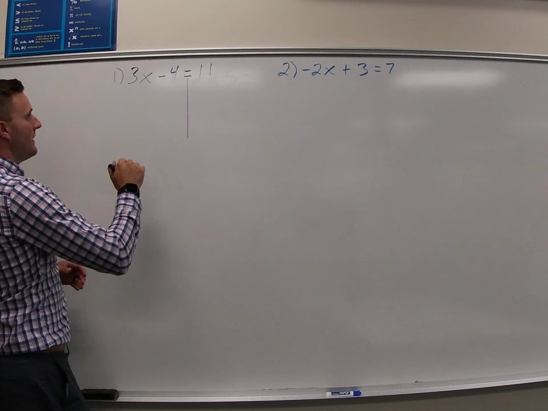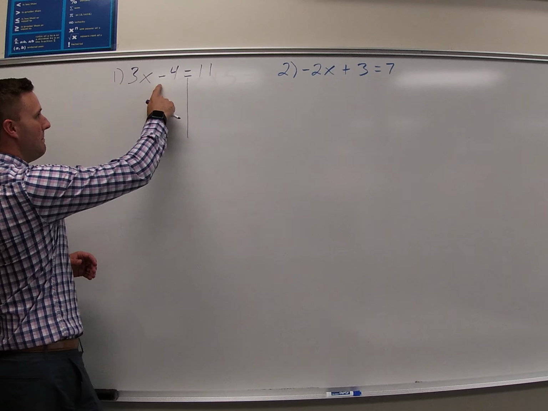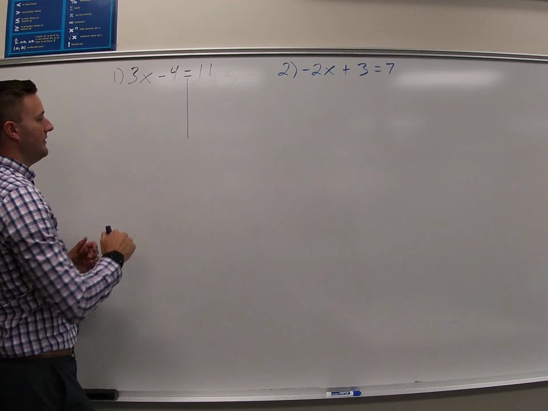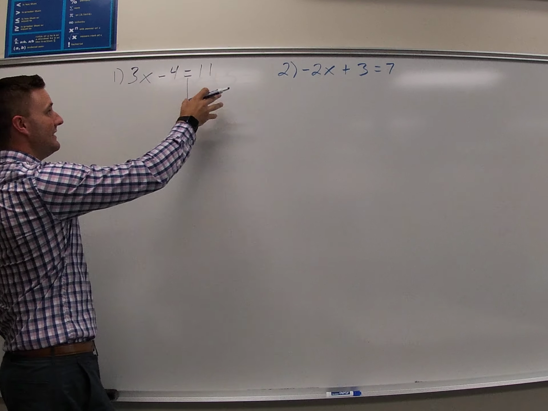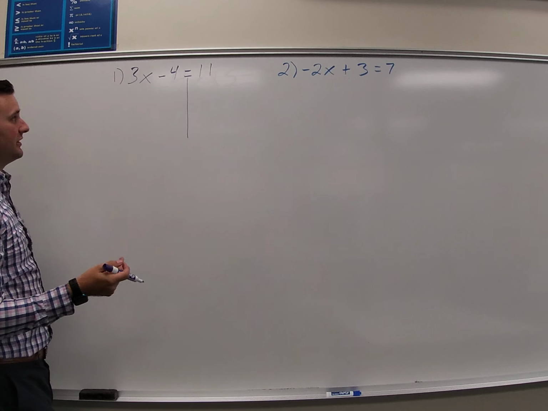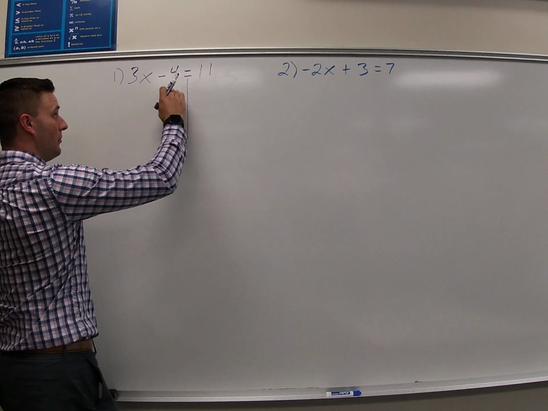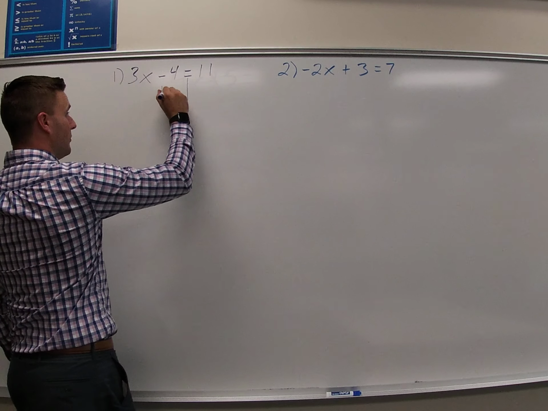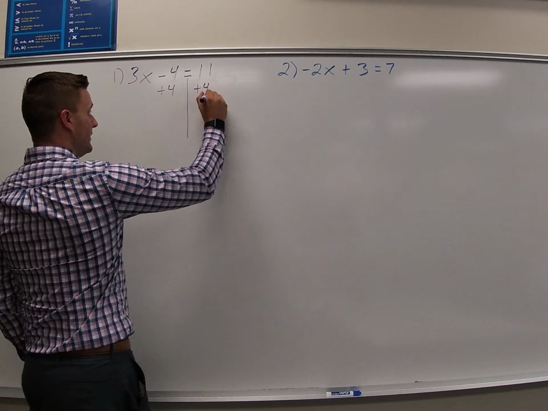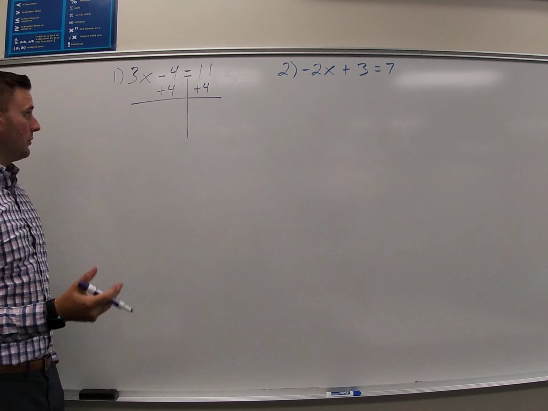So for example, we have 3x minus 4 equals 11, and I want to move this negative 4 over to the other side. So how do I do that? Well, the opposite of subtracting 4 would be to add 4. So I'm going to add 4 to both sides of my equation.